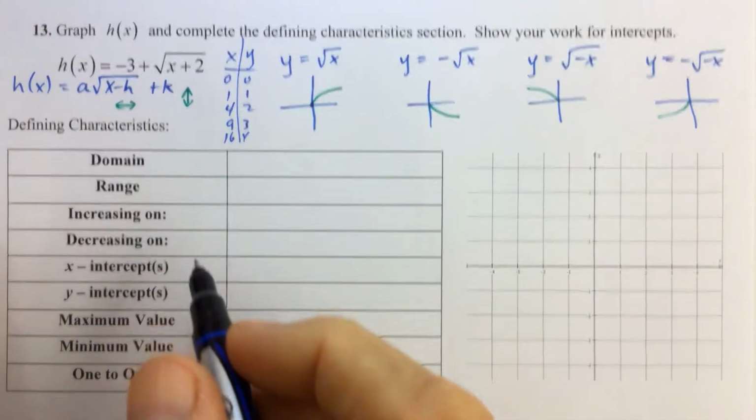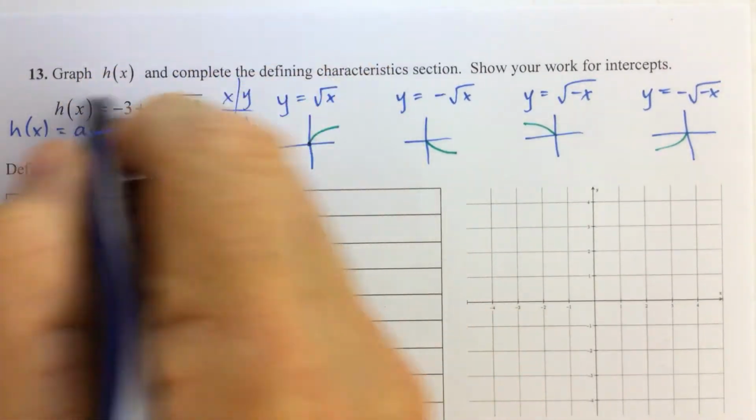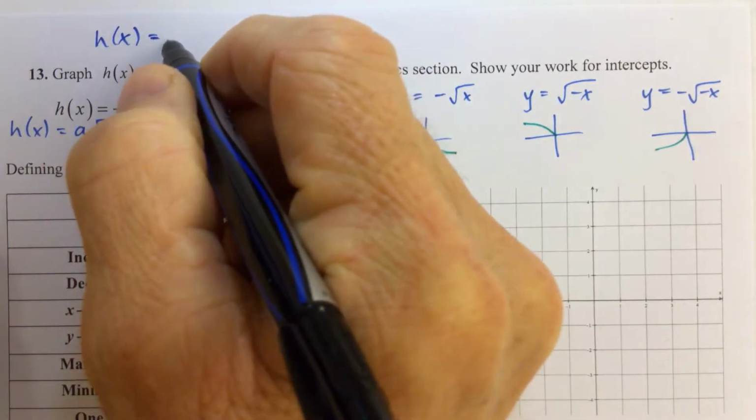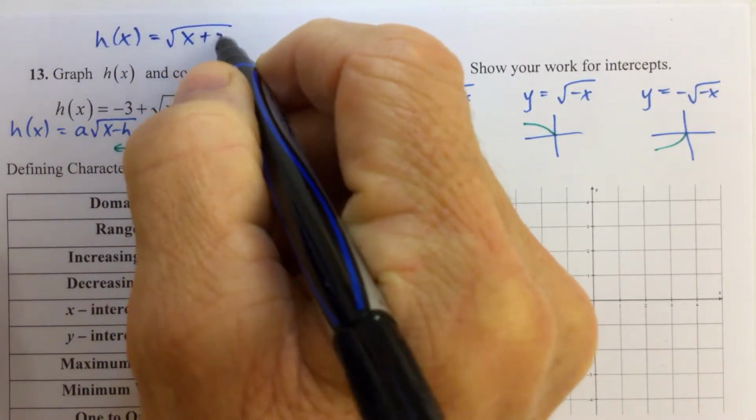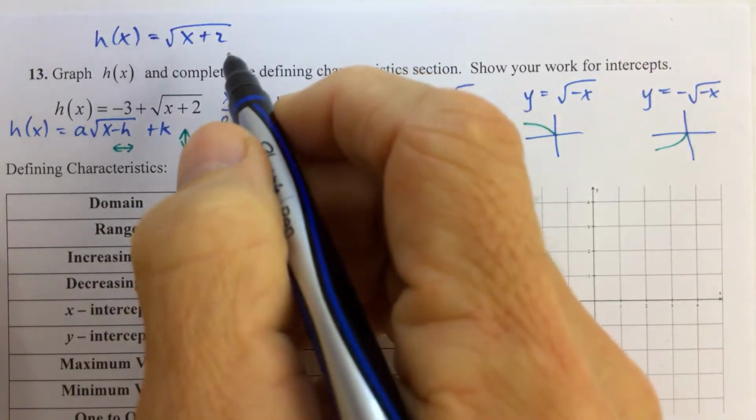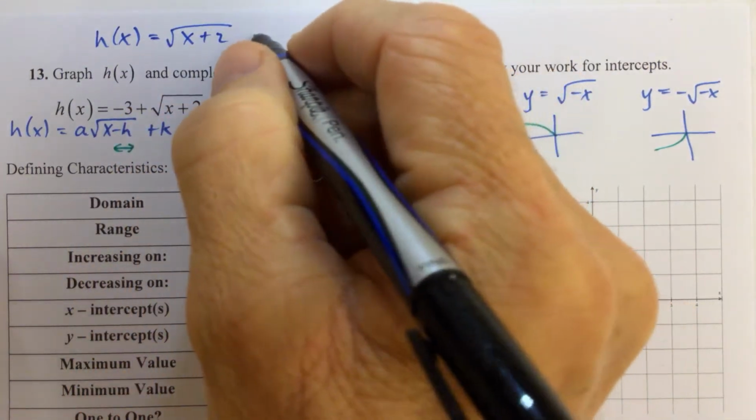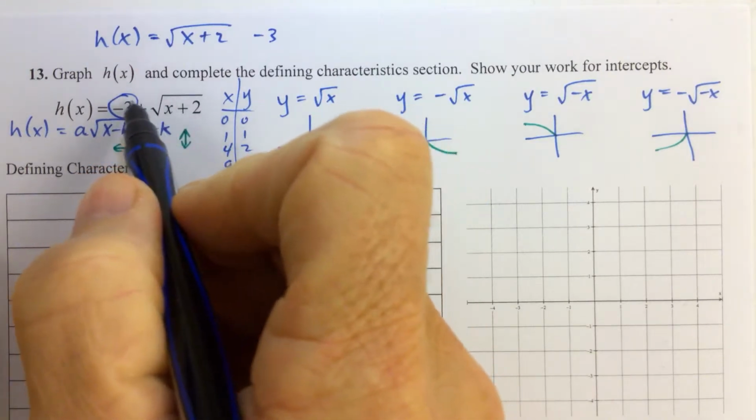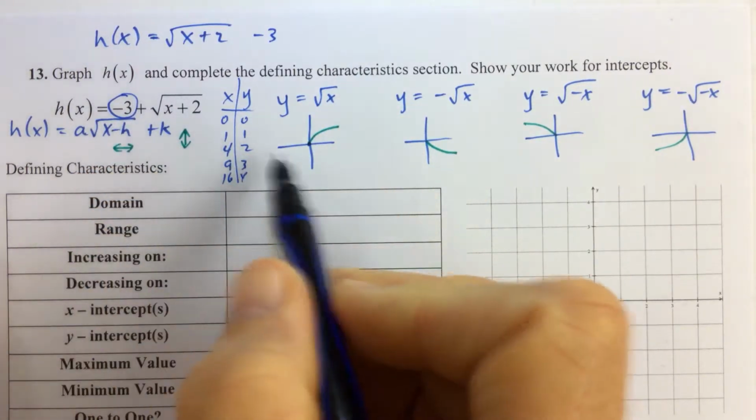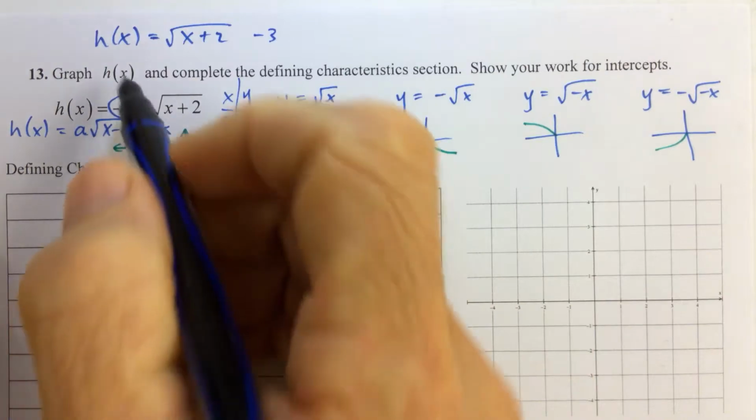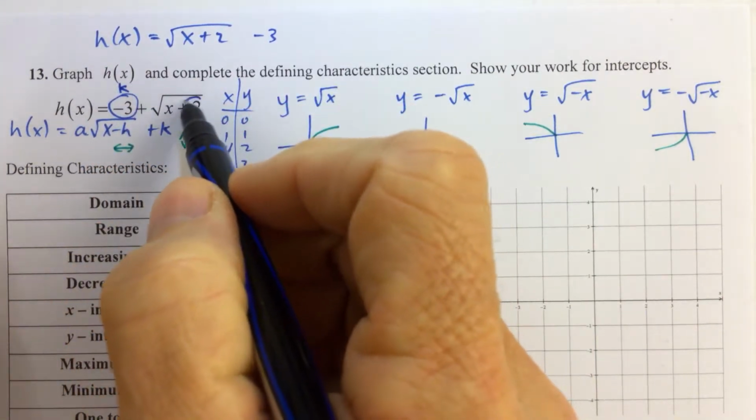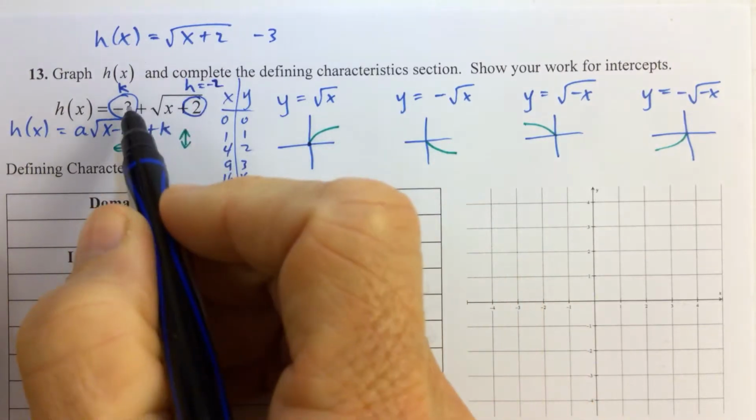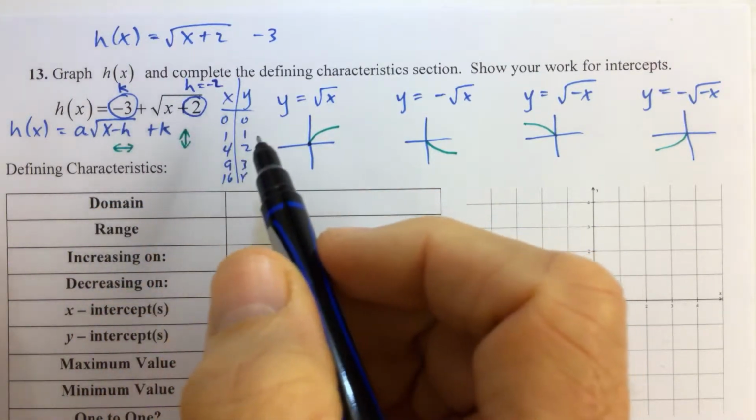But the bottom line is, we have this function h of x, and I want to rewrite it so it's a little bit more visually pleasing: radical x plus 2, and then minus 3. Sometimes students get confused when they see this -3 out in the front. They think they have to flip it over the x-axis. Well, that's not the case. That's the k value. And the h value is -2. So we have a k value of -3 and an h value of -2.